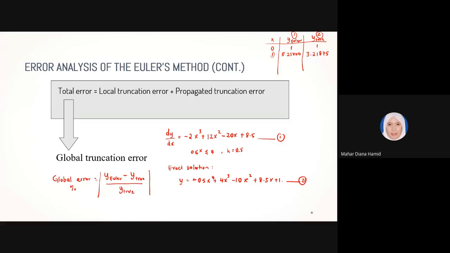So if we use this particular value for x equals to 1, the global error at x equals to 1 is y Euler minus 3.21875, divided by 3.21875, times 100%, which equals 63.1%. So this is the global error for this step.